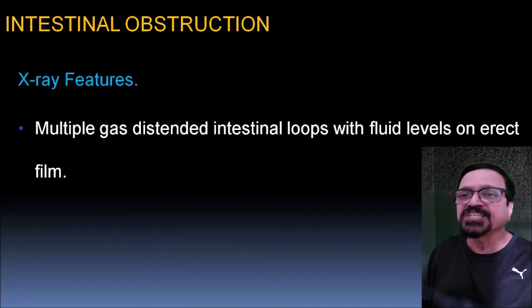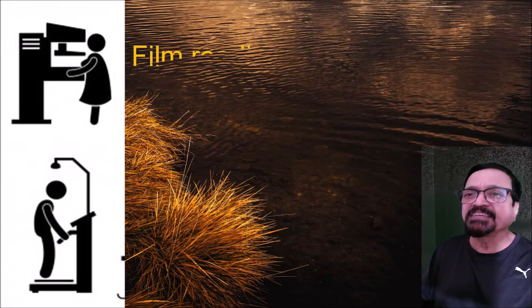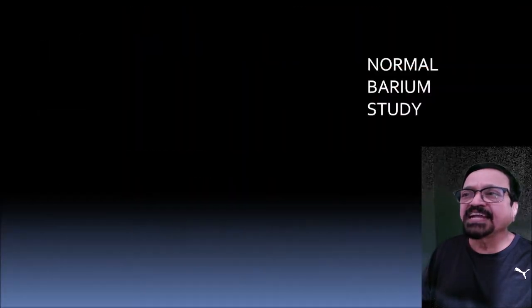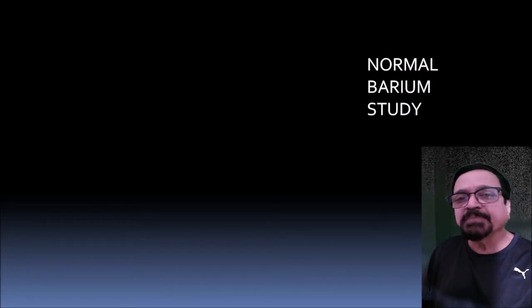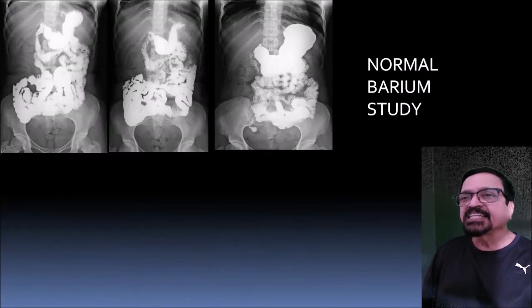Now X-ray features are multiple gas distended intestinal loops with fluid levels in the erect film. That is the very characteristic finding in a small bowel obstruction. We have got separate videos in which we have shown how many pathologies of ultrasound can be detected on plain X-ray, and there are really multiple abnormalities which we can see.